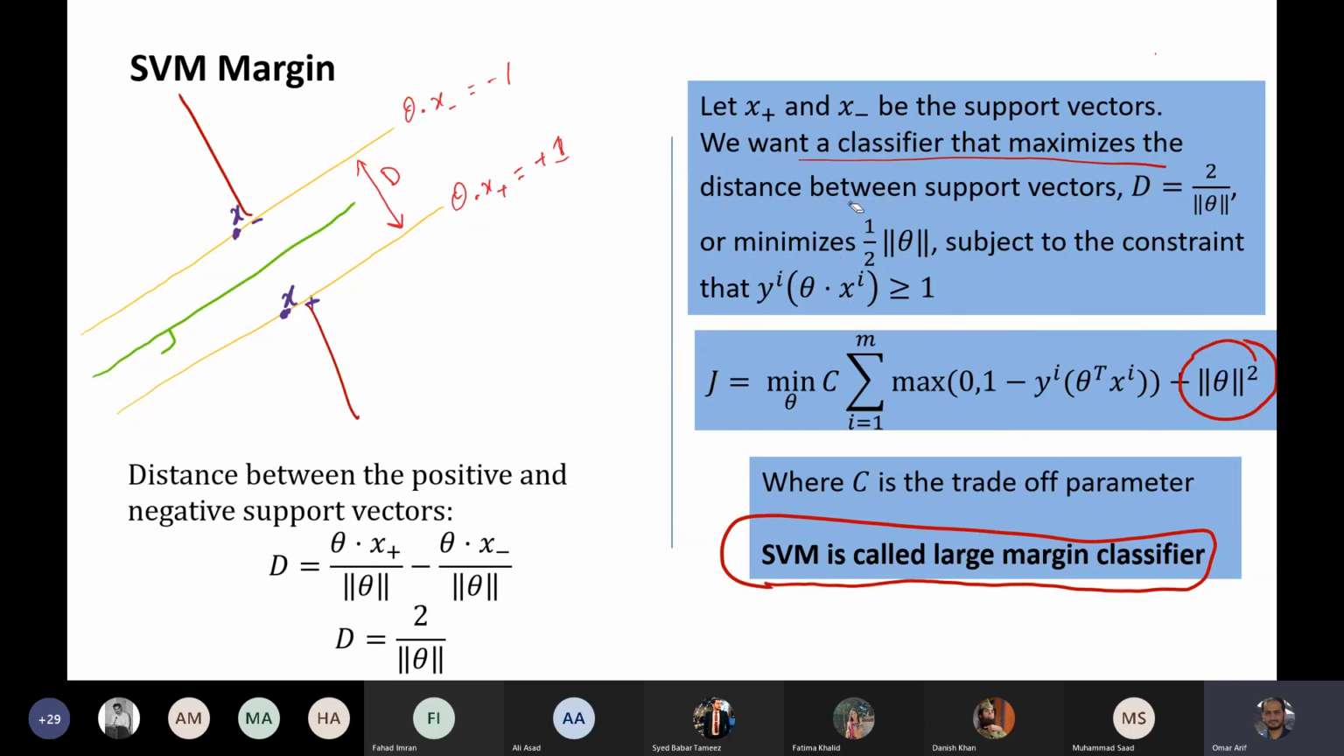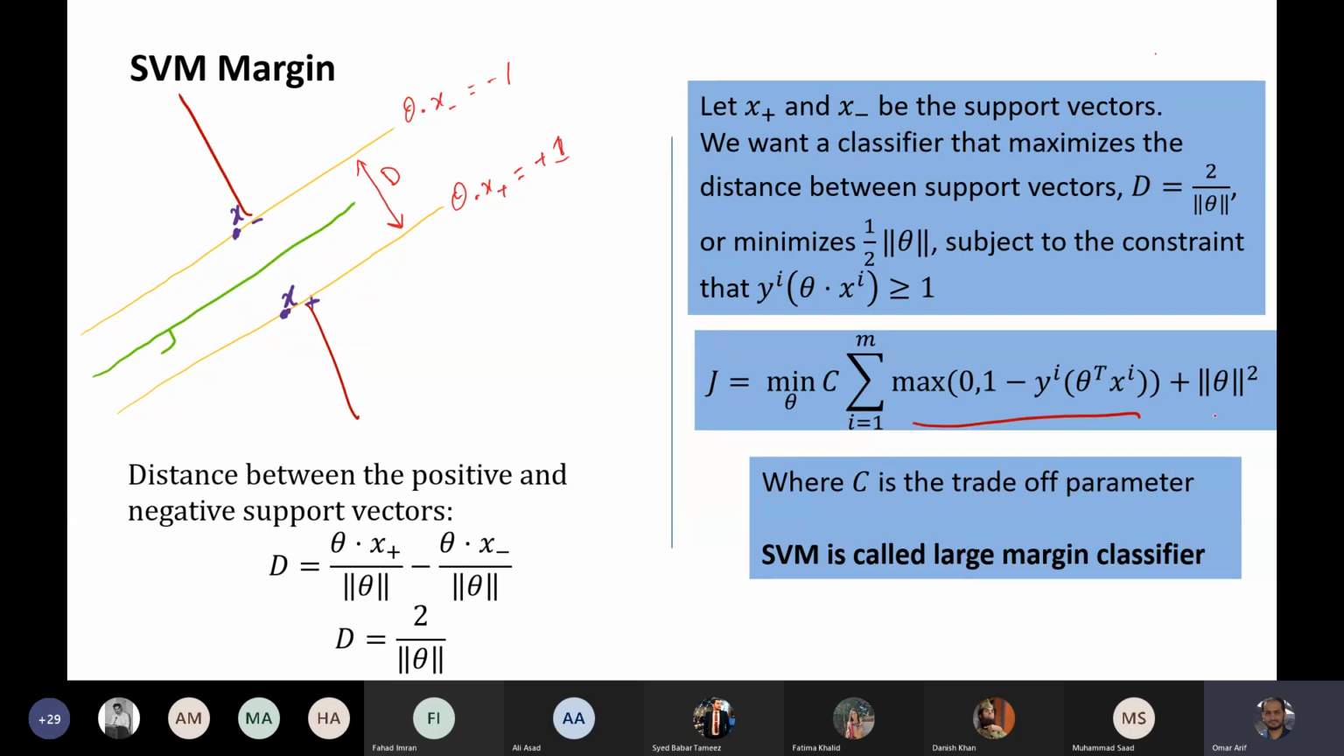और यहाँ जो हमने पहले भी डिस्कस किया था, this C is a trade-off parameter which balances or gives different weightage to this term, and as a result the cost function would either have more weight on this term or more weight on this term.